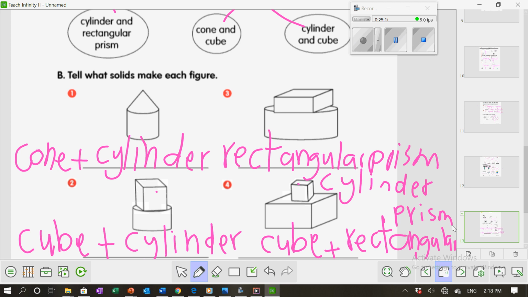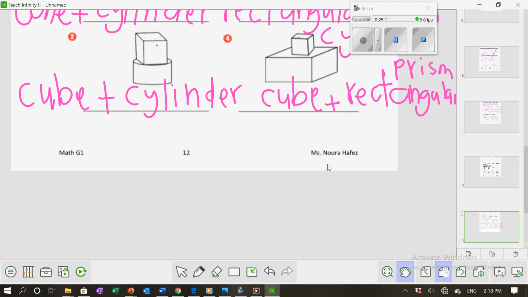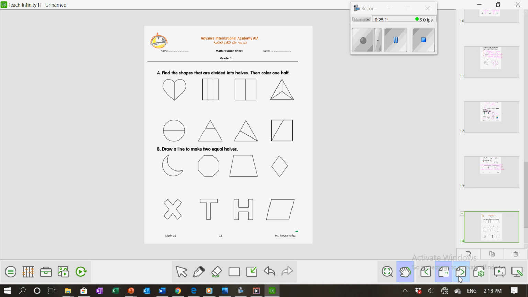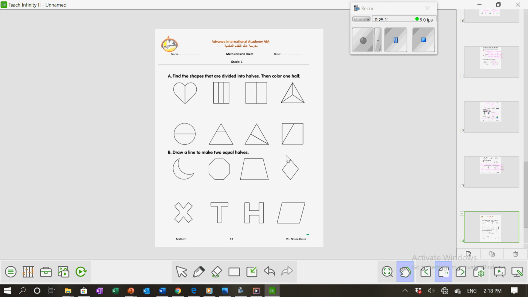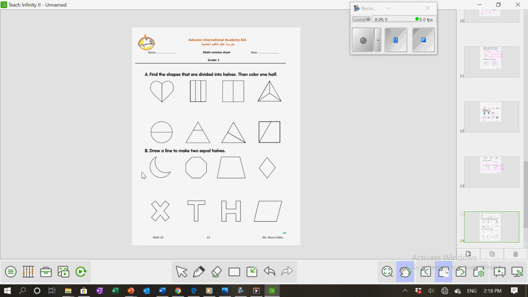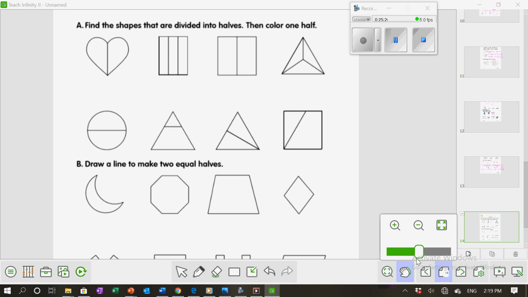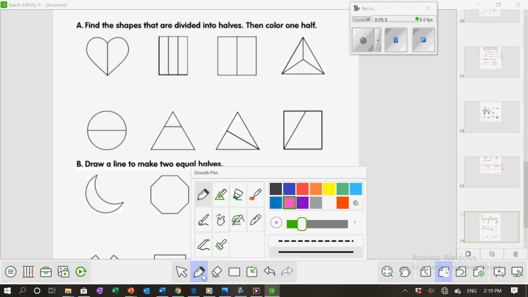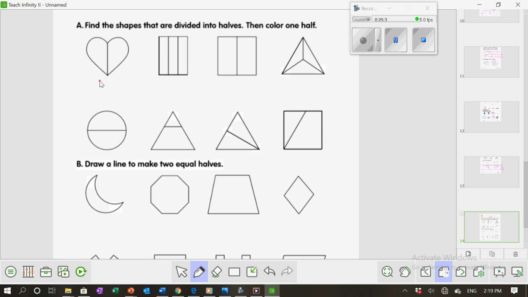Excellent. Let's go down. Here we have to find the shapes divided into halves. Halves means two parts, and the two parts should be equal. So in this heart, they have two equal parts. Yes, and so I have to color one part of them.